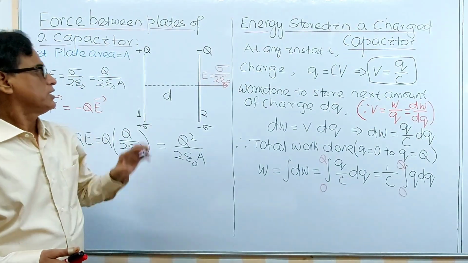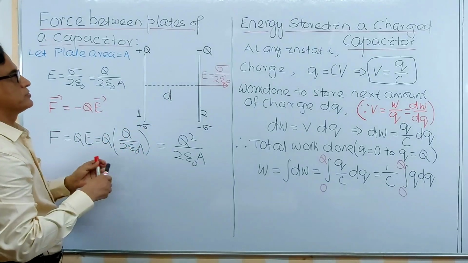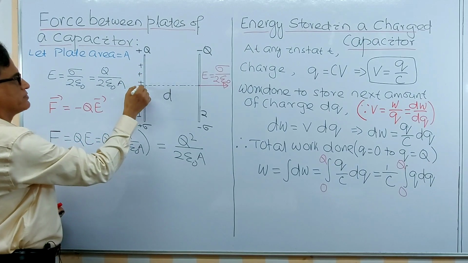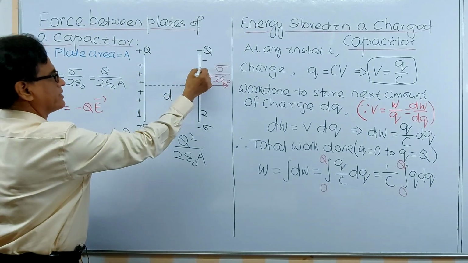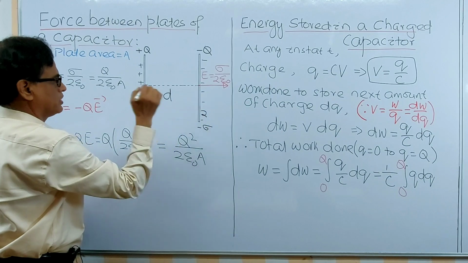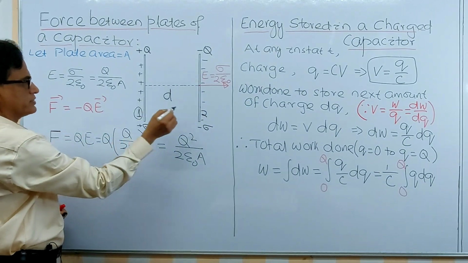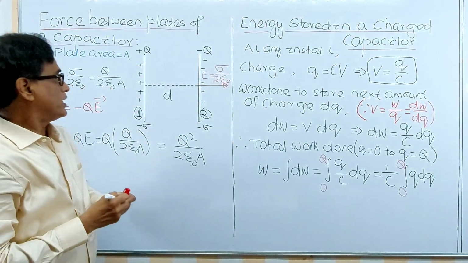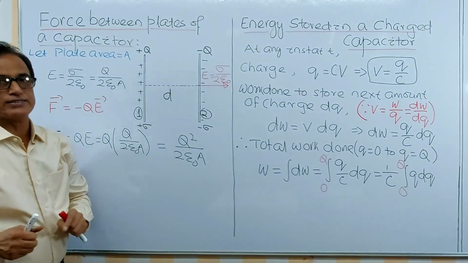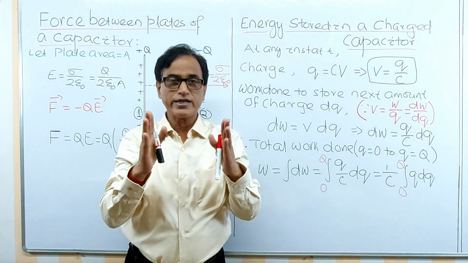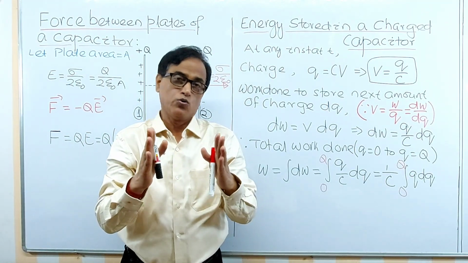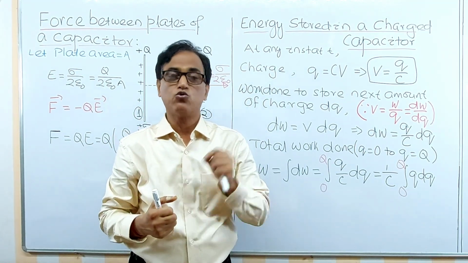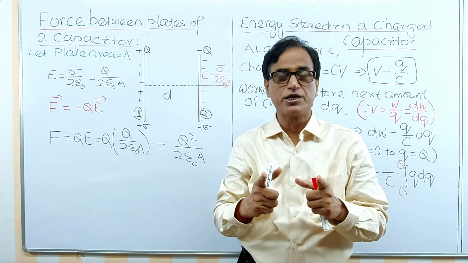See, now this is a capacitor. One plate is positively charged, another is negatively charged. This is plate number 1, say this is plate number 2. This is a parallel plate capacitor. Now, being one plate positive, one plate negative, and the insulator in between them, we think there must be a force of attraction between the two plates. The question is on what factors the force of attraction depends.